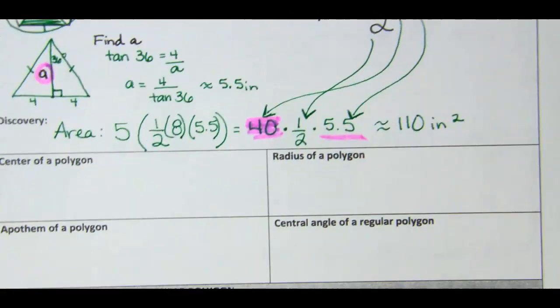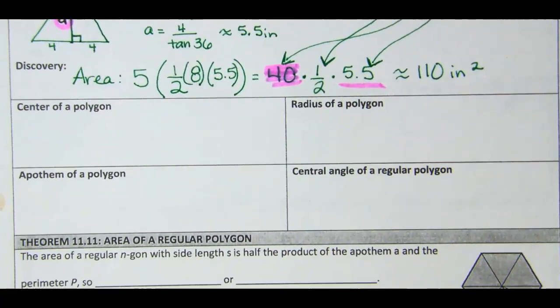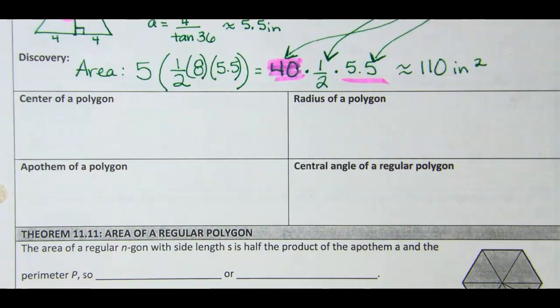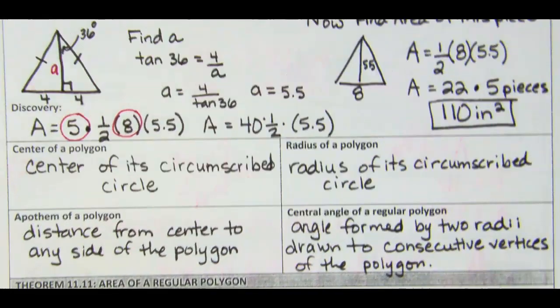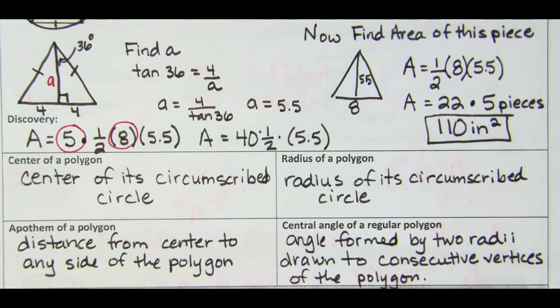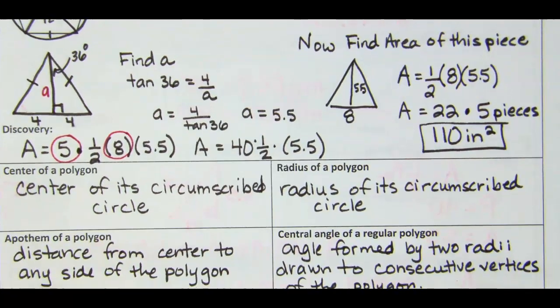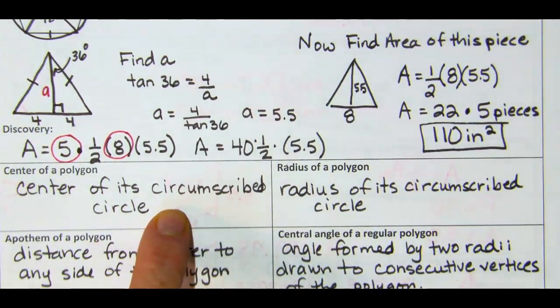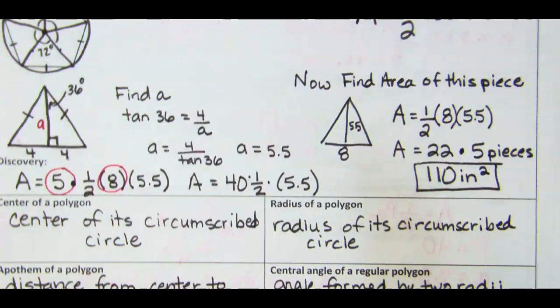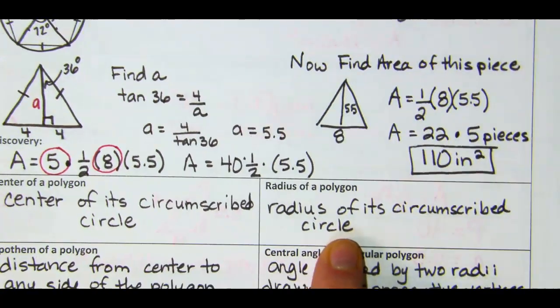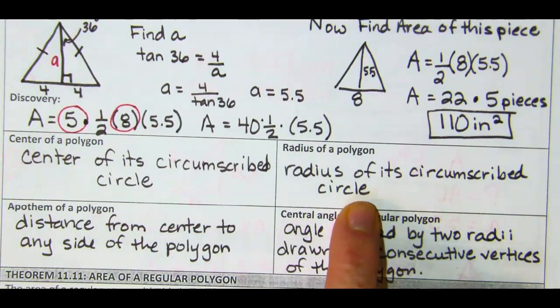So now let's go ahead and look at some definitions for this. So we have center of a polygon, radius of a polygon, the apothem of a polygon, and the central angle of a regular polygon. So here I already have it filled out. The center of a polygon is just the center of the circle, which I drew up here. The radius of the polygon is the radius of the circle, the circumscribed circle.